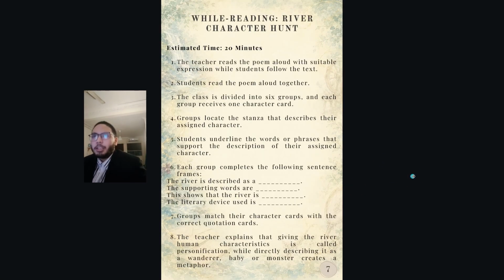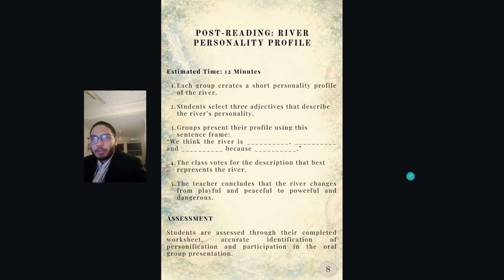And then while reading, you can see that they will read the text together, and then they will learn how the river is described with human characteristics and all that. The most important part, obviously, is the post-reading activity, where they're given a task and have to use certain adjectives to write what they think the river is.